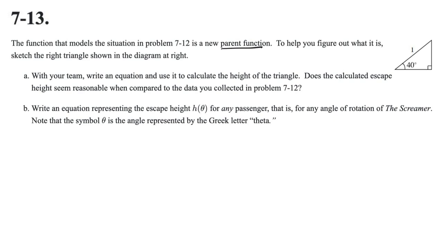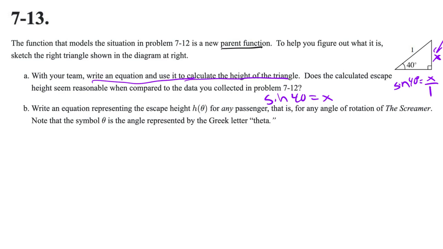It says with your team, write an equation and use it to calculate the height of the triangle. Well, to calculate the height, this side, I'd probably use sine. I'd go sine, which is opposite, and we call that x, over hypotenuse, which is 1. But I know my sine. My angle is 40. So I'd say that sine of 40 is equal to x over 1. So then I just need to clear my 1. So I'd end up with sine of 40 is equal to x.